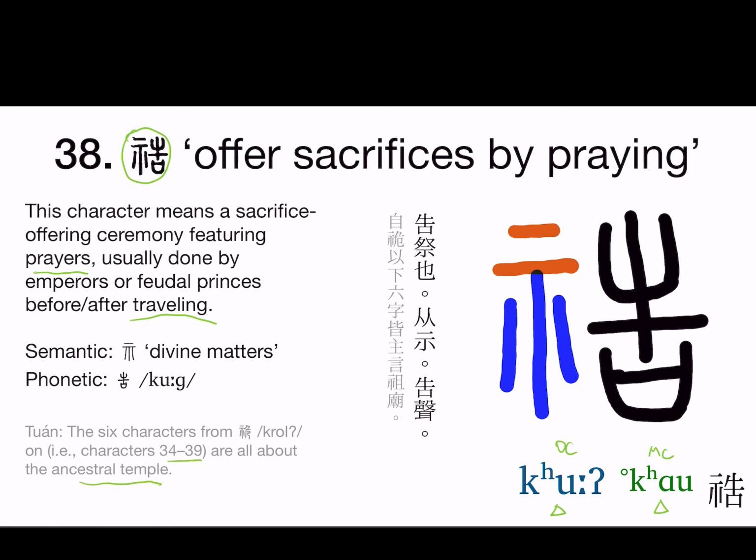This is another phonosemantic character. Its semantic component is divine matters, the radical, here. And its phonetic component is this character, pronounced goog. Here is the phonetic component. And this is the regularized form of the character. Let me write it out by myself. The radical and the phonetic component, kug.